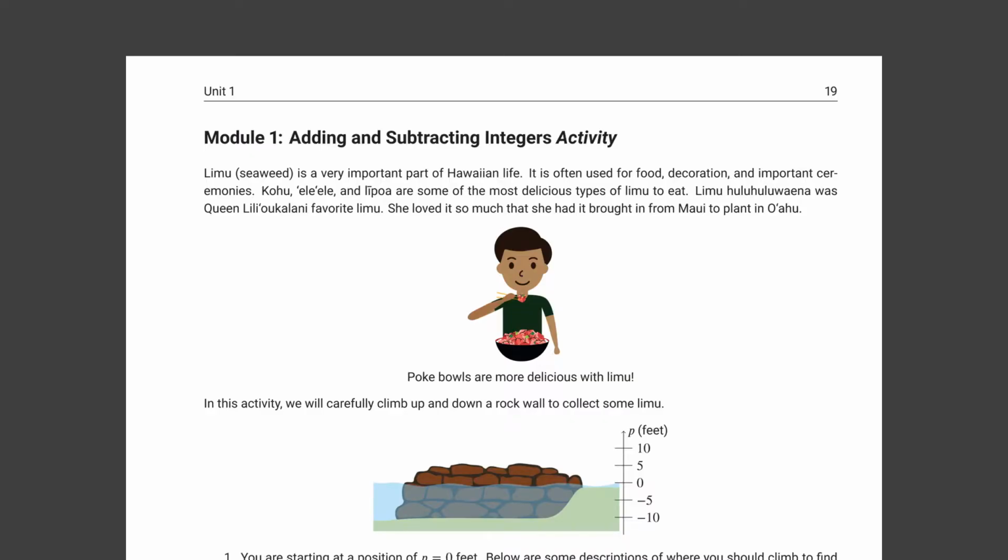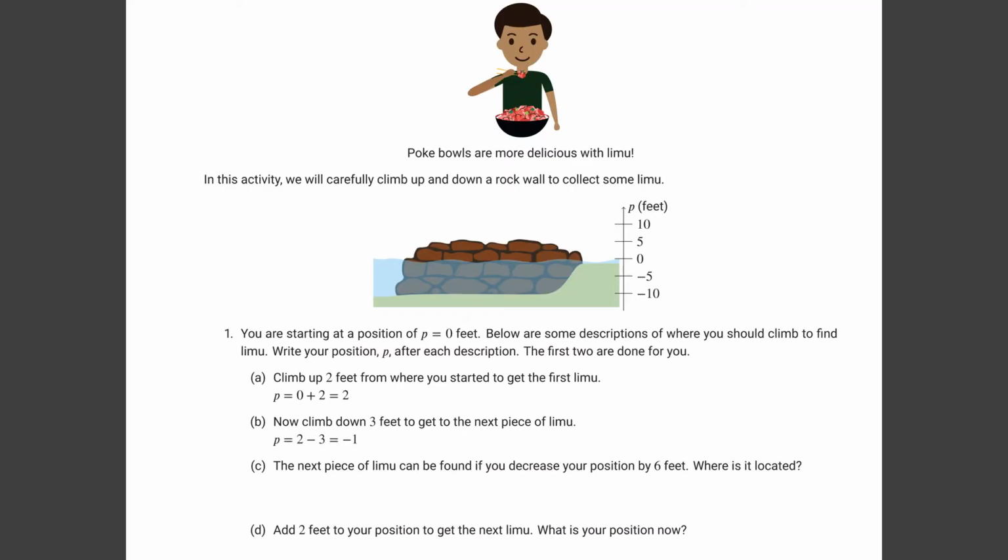The Unit 1 activity that we'll be reviewing in this video is the Module 1 Adding and Subtracting Integers activity. In this activity, we'll be looking at how limu, or seaweed, is harvested. Today, most of the seaweed that we eat is produced from farms. But there are many species of seaweed that are safe to eat right out of the ocean. Some of these varieties include the limu kohu, the limu ele'ele, and the limu lipoa. Some limu are found in slightly deep water, but many are found on rock walls and along the shore.